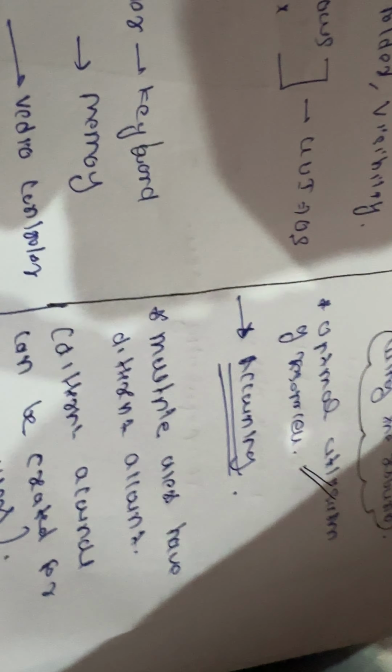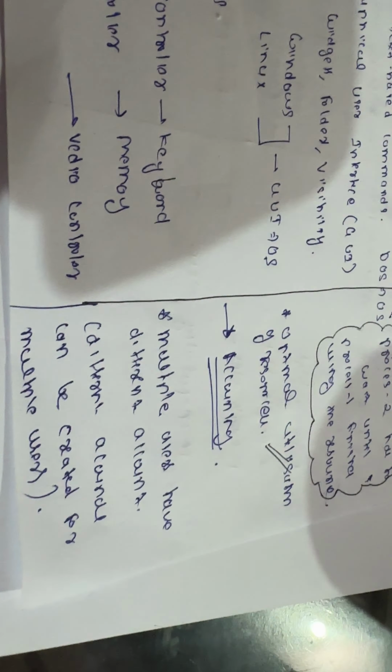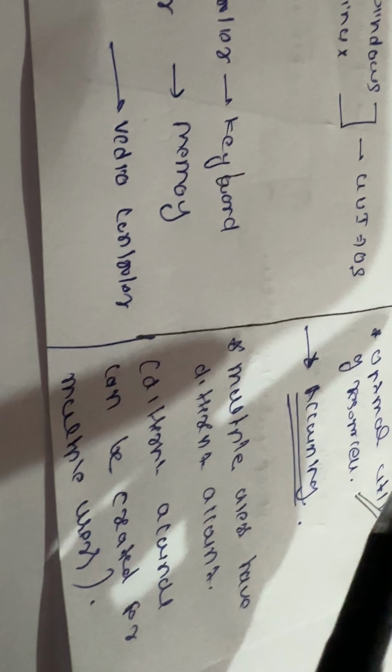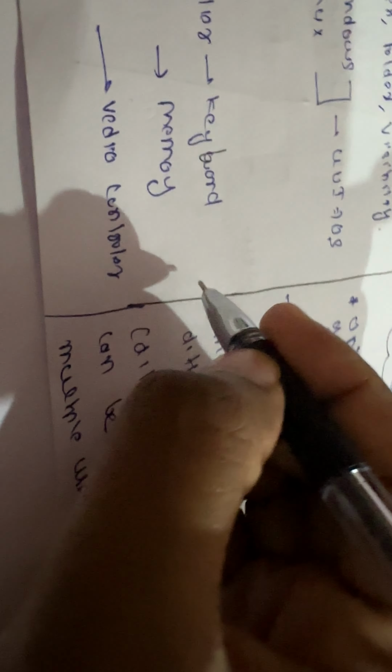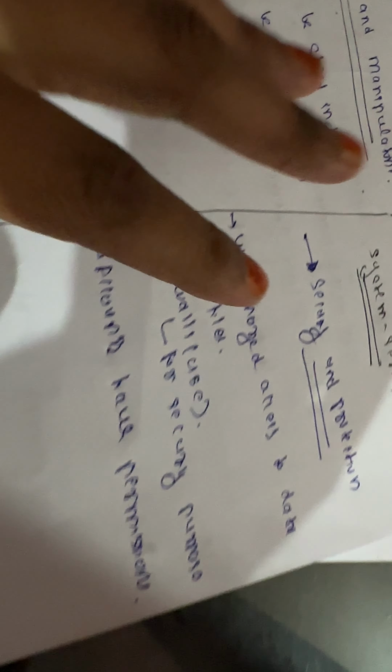Now we have accounting, the second system service done by the operating system. Different users have different accounts. If there is a person A and a person B, each of these persons has a different account. Since there are different accounts, there will be password and security protection for these accounts.